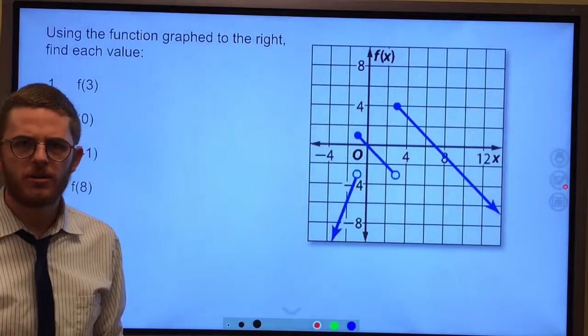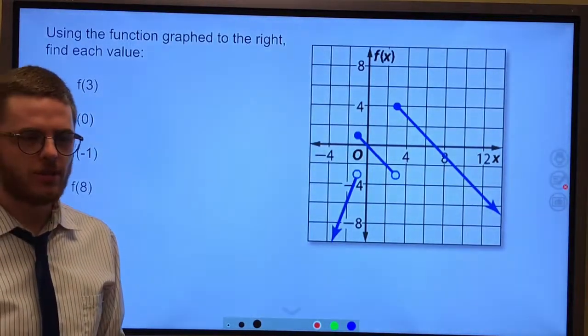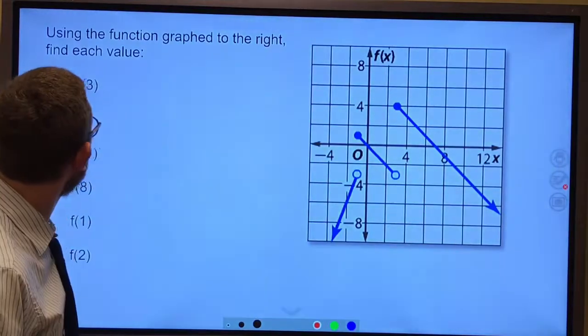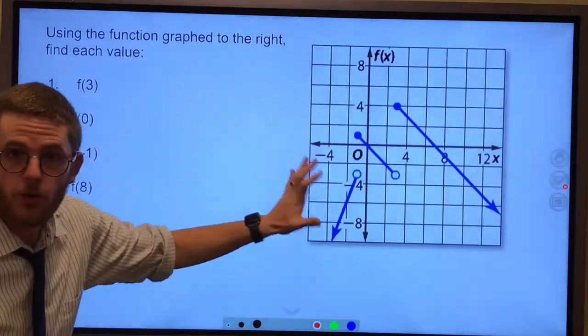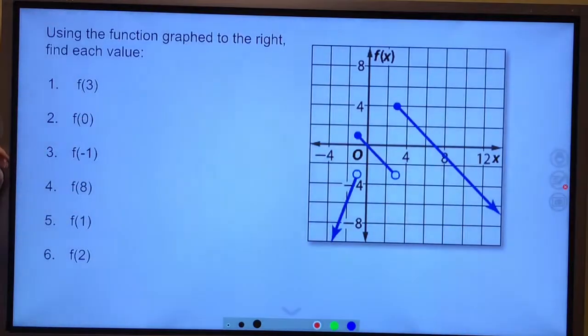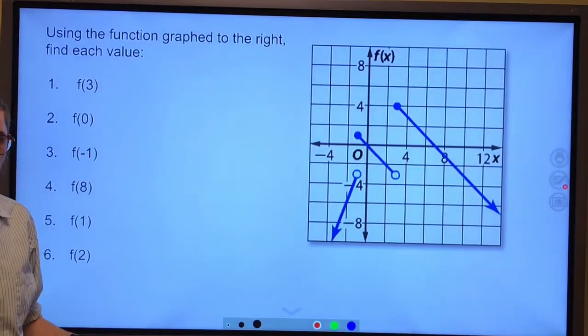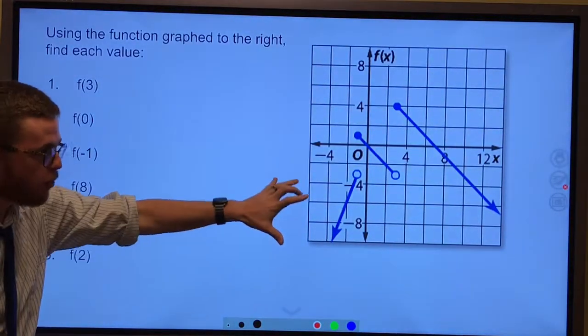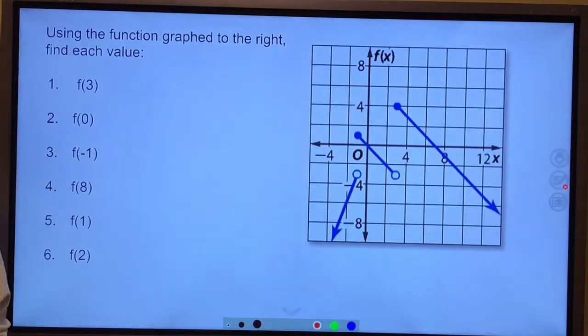When it comes to evaluating functions, for some reason it's always confusing for students when we're given the graph of a function and we want to find the output. And really great problems because it helps us to really tie together our understanding of graphs along with function notation.